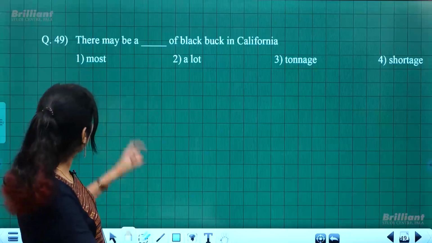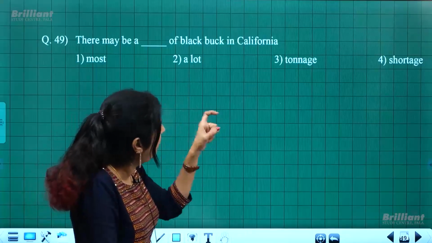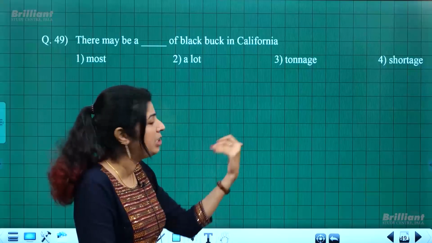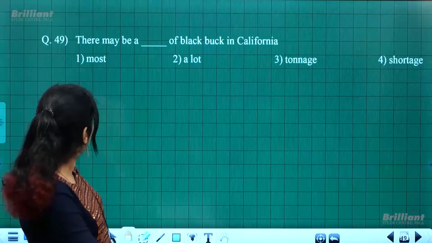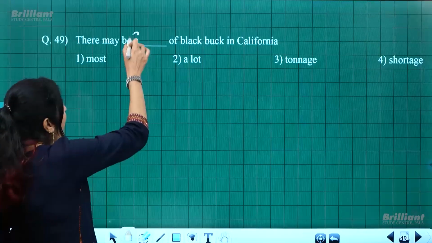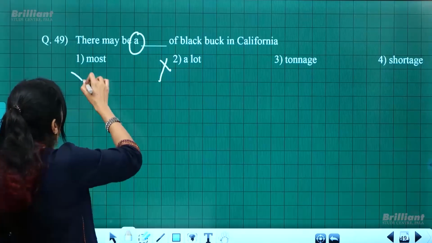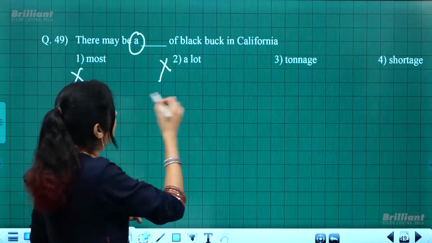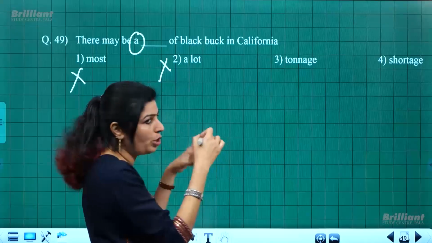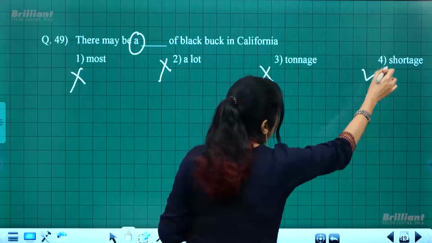Next is, there may be a dash of black buck in California. So of course it would be shortage of, isn't it? So not there may be a lot. So already one A is given, so this word cannot be taken. Then A and most also do not go together. A tonnage of, we are not talking about a huge number, we are talking about shortage. So this fits into the blank.